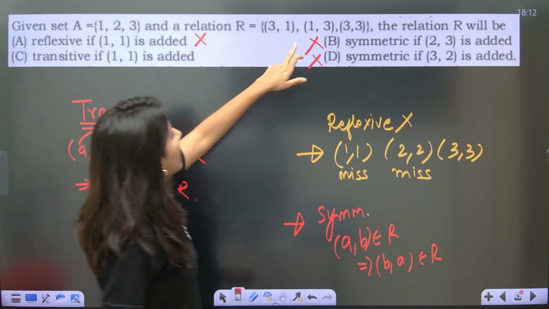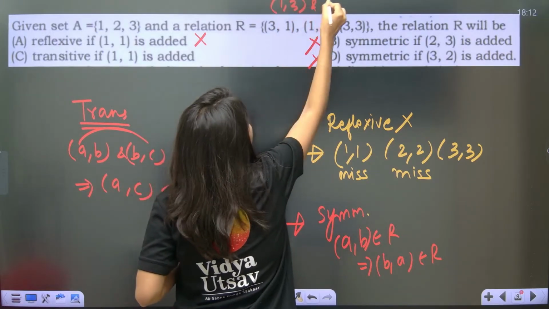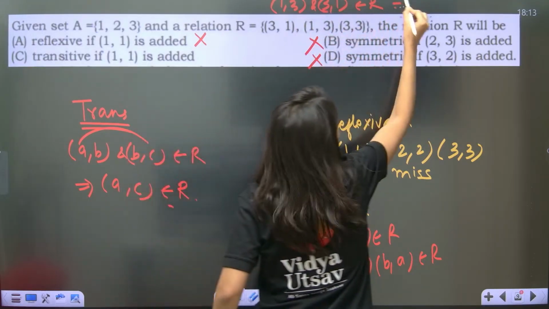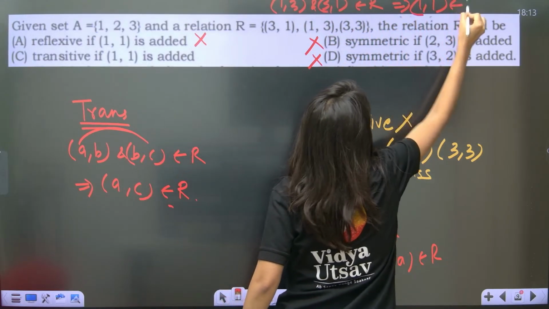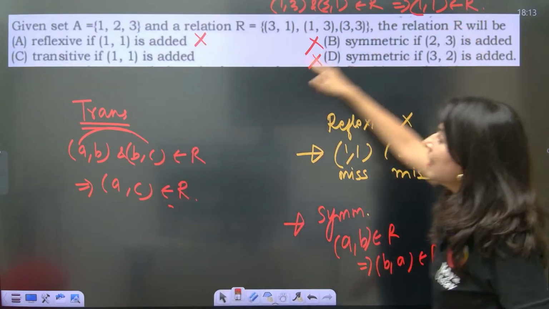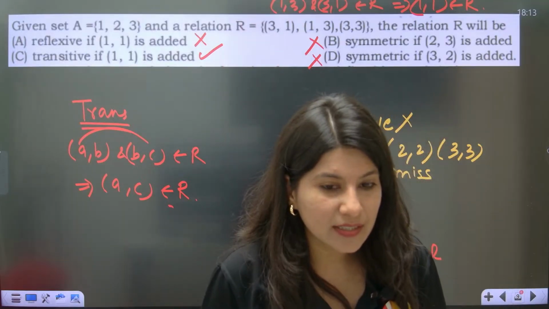Now understand, (1, 3) and (3, 1) belong to R. What does that mean? This implies (1, 1) should also belong to R. So if you add (1, 1), then only the relation will be transitive. Option C is absolutely correct.